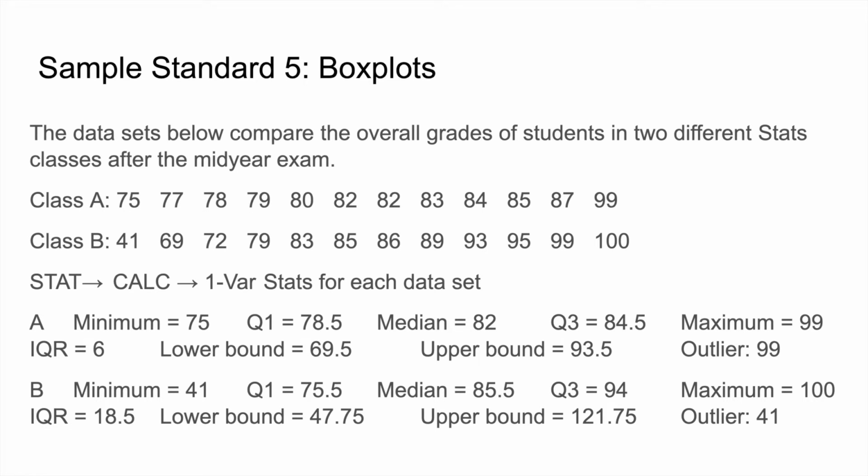At the bottom of this slide, you can see that I have the 5-number summary for the A class and the B class. So we can compare the minimums, the Q1, the median, the Q3, and the maximums. I also calculated the IQR, which is just Q3 minus Q1. And I used the formulas for the lower boundary and the upper boundary for outliers to figure out those boundaries. It turns out that for class A, 99 is considered to be an outlier. For class B, 41 is considered to be an outlier. So now it's time to actually create the box plots.